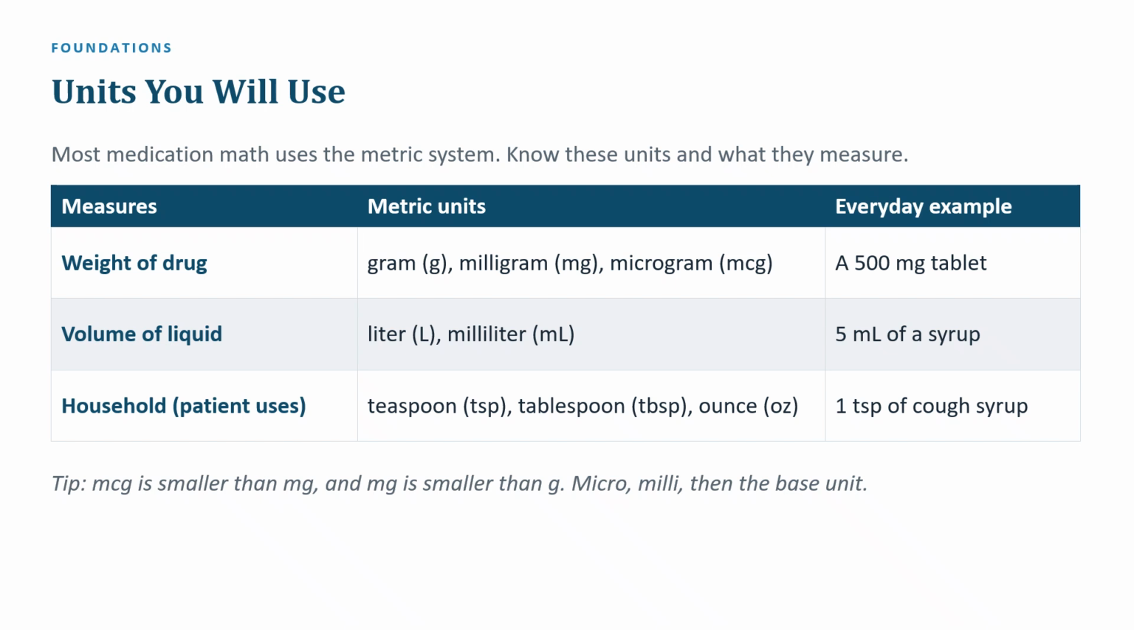Read the tip at the bottom because it captures a key relationship. A microgram is smaller than a milligram, and a milligram is smaller than a gram. The order from smallest to largest is micro, then milli, and then the base unit, either gram or liter. Fixing that order in your mind now will make the conversions on the next slide far easier because converting is simply moving between these units in a predictable way. Take a moment to get these units solid because everything that follows builds on them.